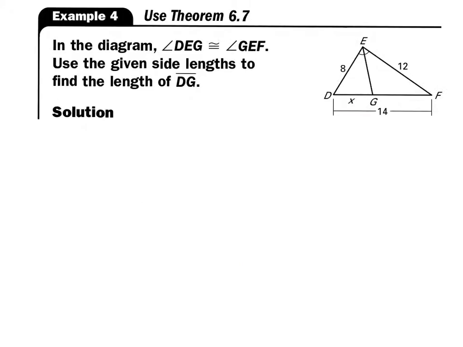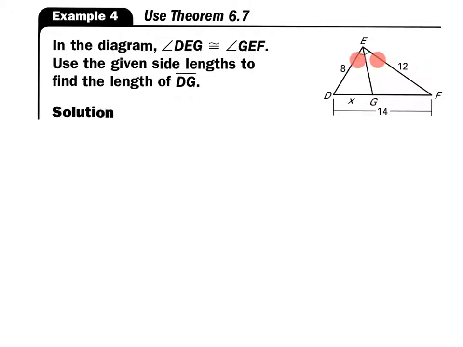Okay, and here's another example. It's our last example. In the diagram, angle DEG is congruent to angle GEF. We like that. Congruent angles make life easier. Use the given side lengths to find the length of DG. Now, because we know that EG is your angle bisector, we can use the theorem we just learned.